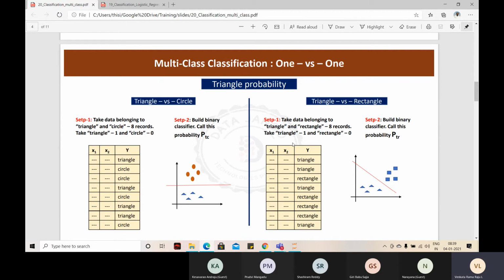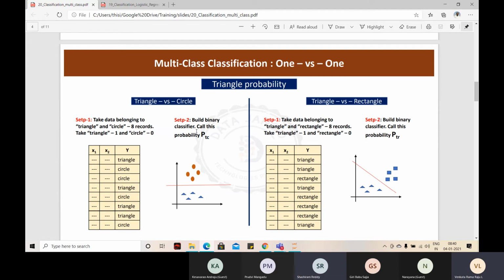This is how the 1 versus 1 algorithm works. Any questions? Confused a little bit? Yes, sir. The reverse way: the probability of triangle versus circle is P1, and the probability of circle versus triangle, the reverse way, is 1 minus P1. How will that be? It should be the same, right?